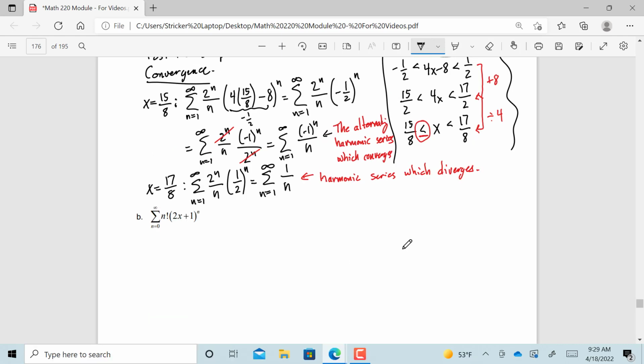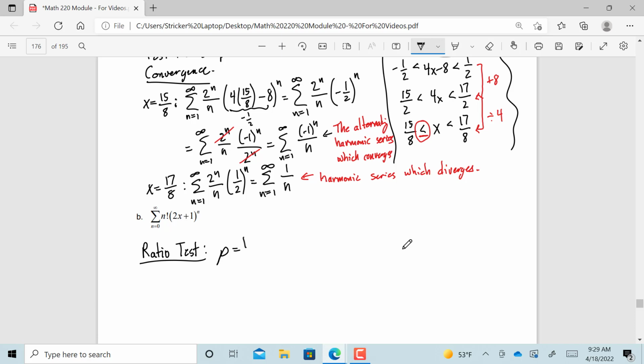So in example B, notice we have n factorial times 2x plus 1 to the n. This is another one where we're going to want to use the ratio test. We don't have everything raised to the nth power. We use the ratio test, and we're going to want to find that rho value again.